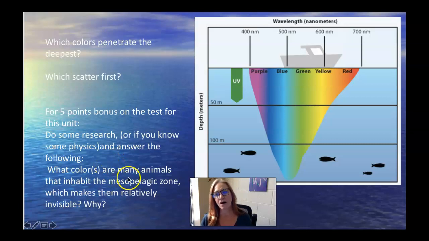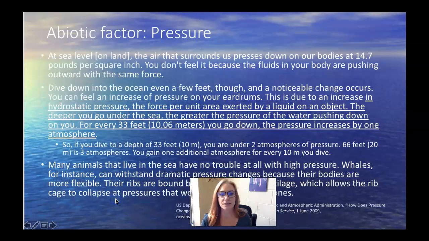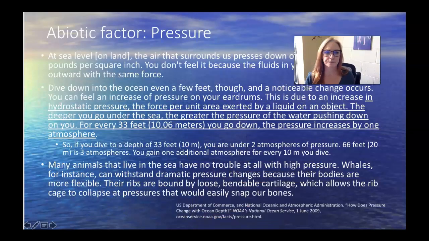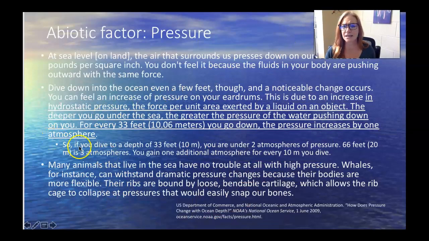What color are many animals that inhabit the Mesopelagic Zone down here in the middle and deeper areas of the ocean? What colors are they and why? The why is the important part. Explain the physics to me when I say why. Explain why. Okay? Okay, so get going on that. There's an assignment for it. All right, I think this is the last abiotic factor.